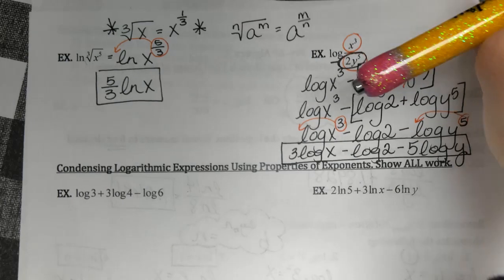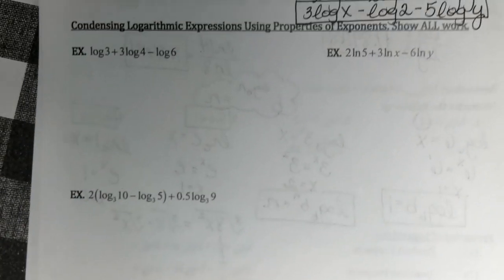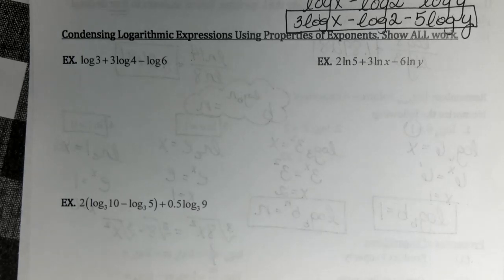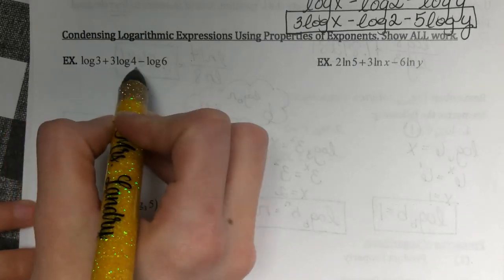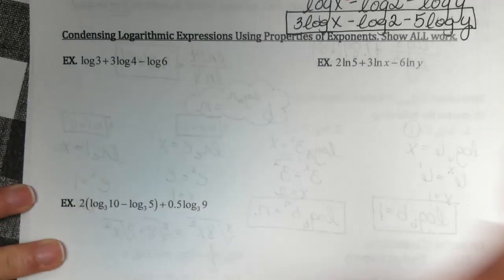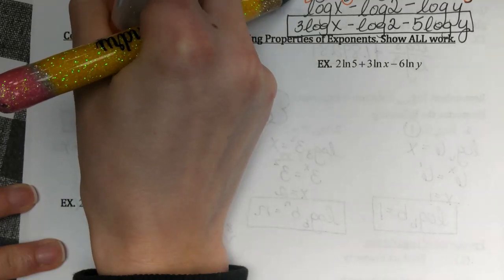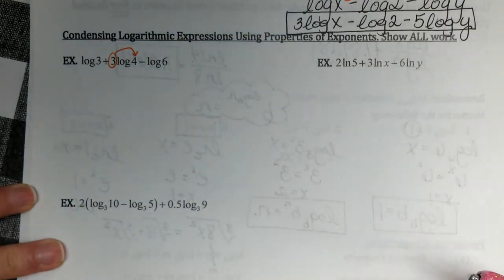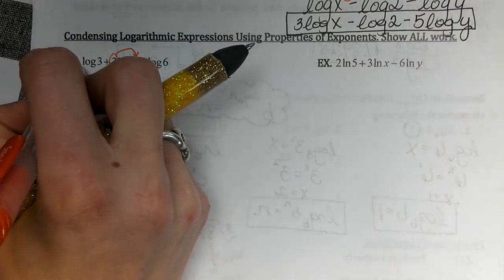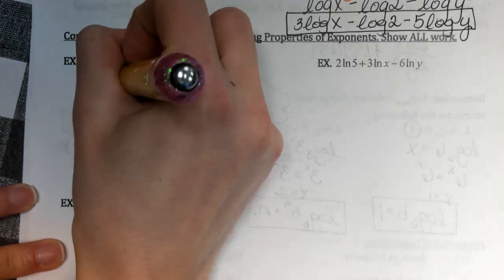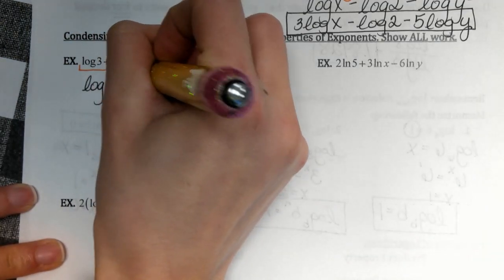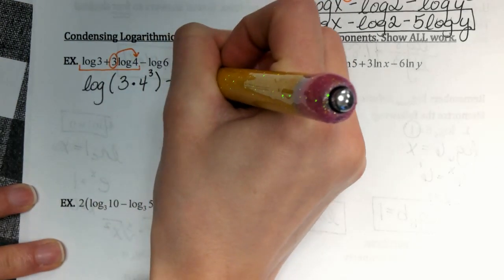Alright, now we're going backwards. I give you the expanded version, and we're going to condense it. You condense it all the way till you have one logarithm written. Okay? So I have log of 3 plus 3 log of 4 minus log of 6. So I know that when I have a number in front of my log, that goes here. Okay? And I know that when I'm adding, I'm multiplying. So I have log of 3 times 4 to the third minus log of 6.